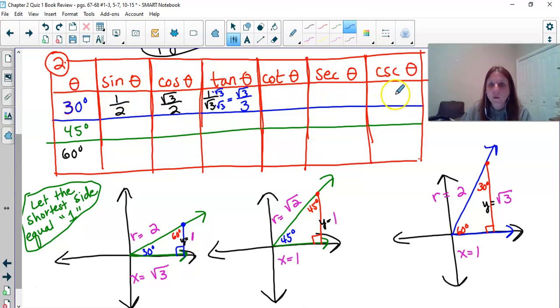The sine and the cosecant are on opposite ends, and they are simply just reciprocals. So if this is 1 over 2, it's 2 over 1. That reduces to 2. Okay, so the cosine was square root of 3 over 2. The secant will be 2 over root 3. Go ahead and rationalize. And then finally, tangent, cotangent are reciprocals. I'm going to flip the original.